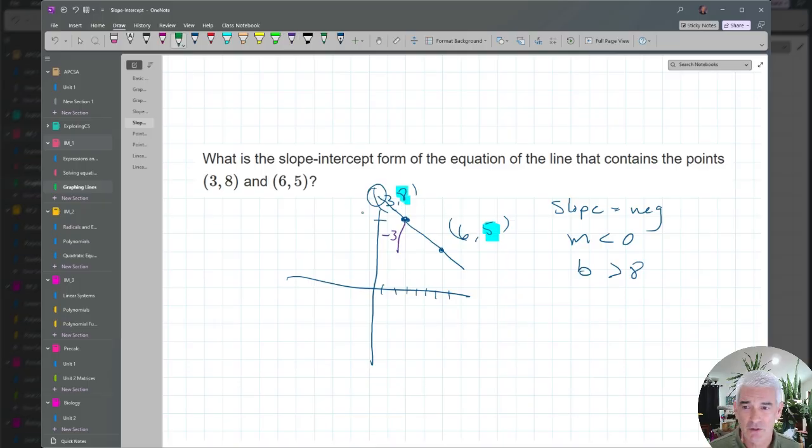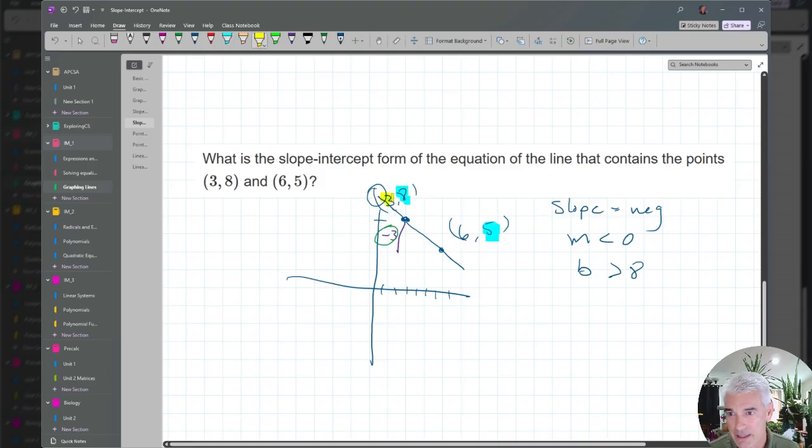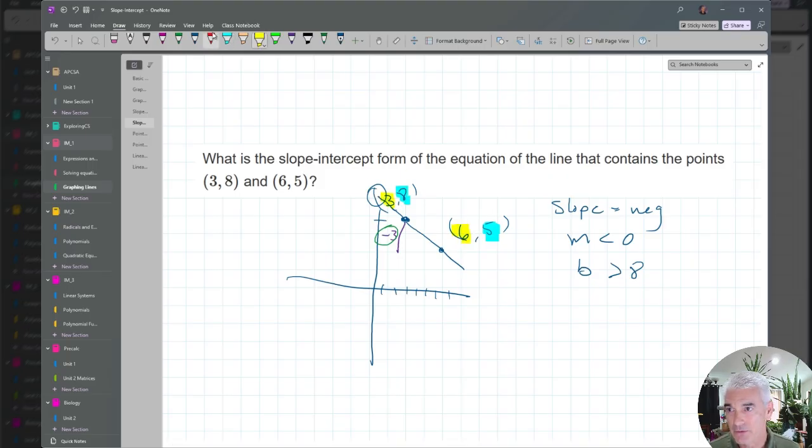And then my run. So my rise was -3. My run, I started at 3, ended at 6. So the run was 3. I went over 3. So my slope is -3 over 3, which we would reduce to -1. So far I have the slope. So I know my equation is y equals -1x, or I could just write -x, plus something bigger than 8.